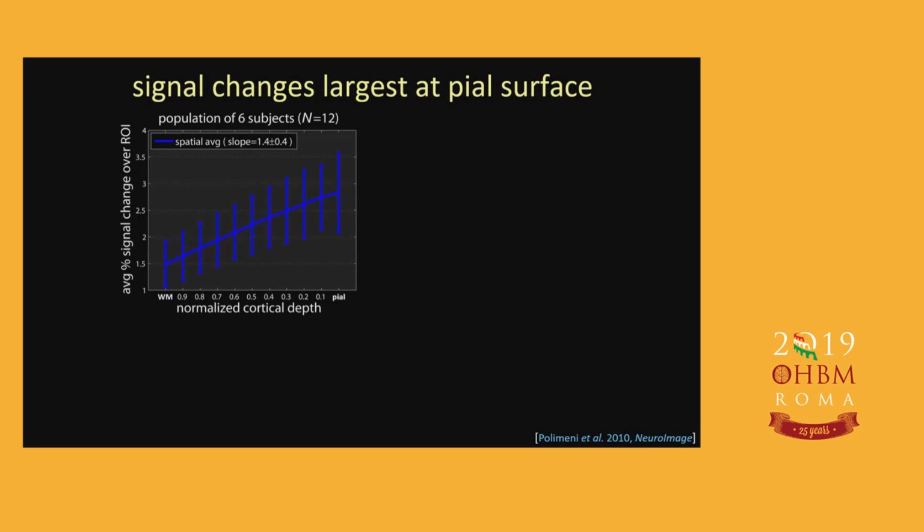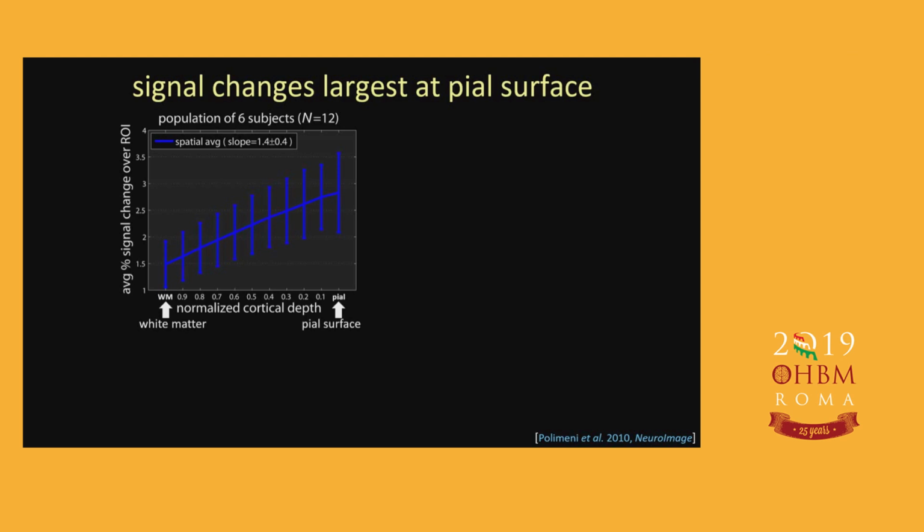We can also use this approach to look at how signal changes vary across cortical depths. We saw in this study that the percent signal change near the white matter was about 1.5, whereas the percent signal changes that we measured near to the pial surface, which again are reflecting deoxygenation changes throughout the entire cortex, were about twice that, about 3%.